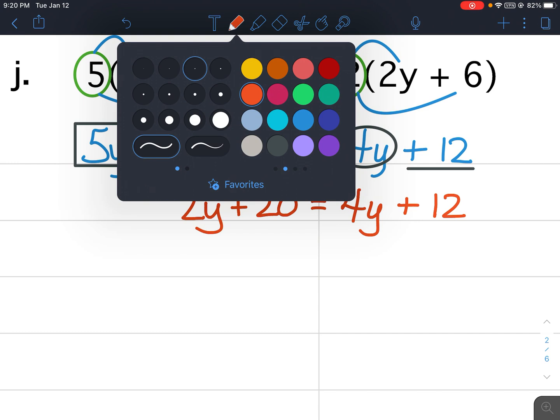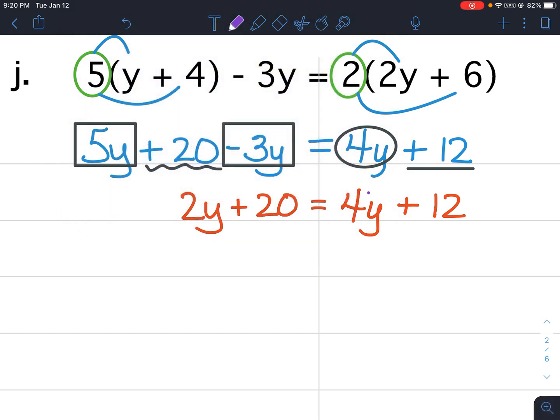All right. Variable term to the left. Now you could take your variable term to the right. It's just we always like to say x equals the number, y equals the number, which means we like the variable on the left side. So that's why, if I can, I always take my variable to the left. So I'm going to subtract 4y from both sides.